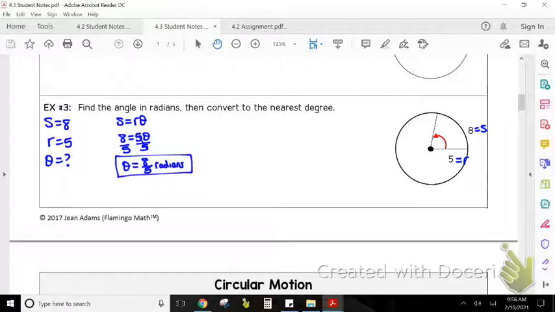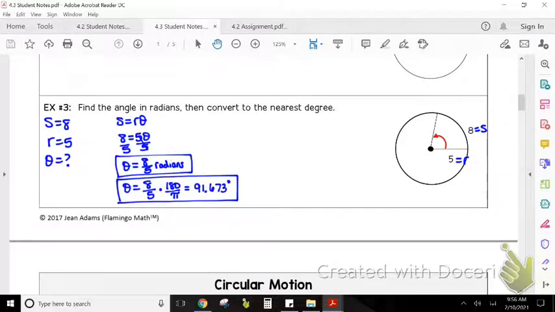But it also wanted it in degrees. So remember, if you're going to convert to degrees, you take your radian measure times 180 over pi. And so this would give us, I didn't write it down what I'd get exactly, but I went ahead and just put it in my calculator, and I got 91.673 degrees. And so there's our theta, our angle in degrees. Make sure you put your degree symbol on there.